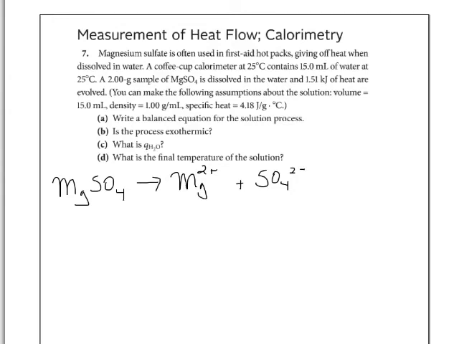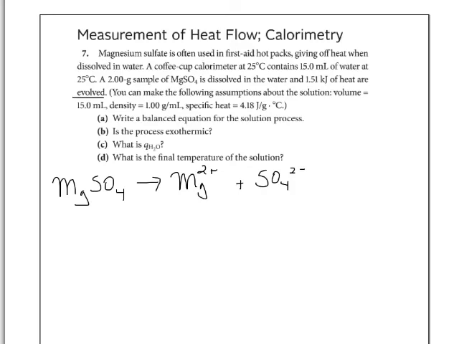This problem uses most of the ideas that we've talked about so far. So the first part wants us to write the equation for what happens. So remember, when you're dissolving a salt, an ionic substance in water, you don't show water. So that's the first part. Is the reaction exothermic or endothermic? So if it says heat is evolved, then that means that it's exothermic.